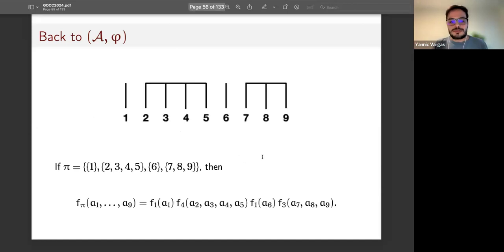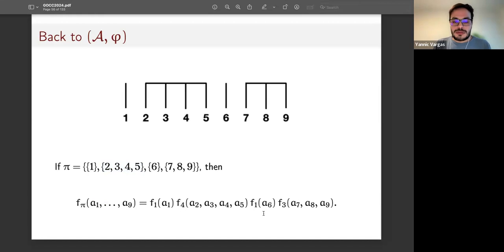Let me show you an example. An example is better than words. So I have my previous non-crossing partition called pi in this case, and if I have a family of multilinear functionals f_1, f_2, and so on, where f_i has domain A to the power n_i, then f_pi of this sequence will be the product of f sub the size of the block evaluated on the elements of the block. So for this one, I will have f_4 evaluated on a_2, a_3, a_4, a_5, and so on.